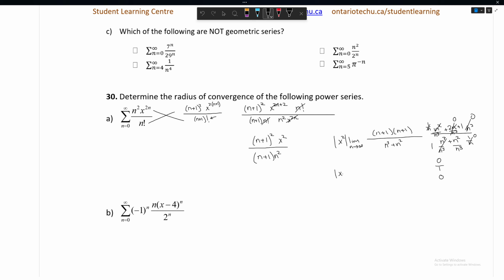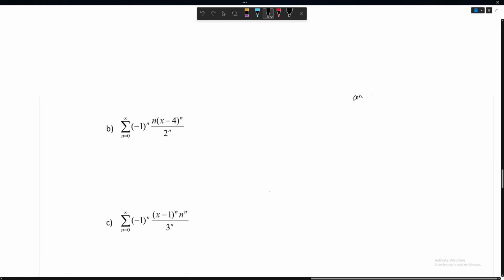Now I got x squared times 0 less than 1. So what you want to ask is, for what values of x is this less than 1? Well, you can put any x. You'll times it always by 0. And so this will always be less than 1. And so this converges for all x values. Right? I only got 3 more.